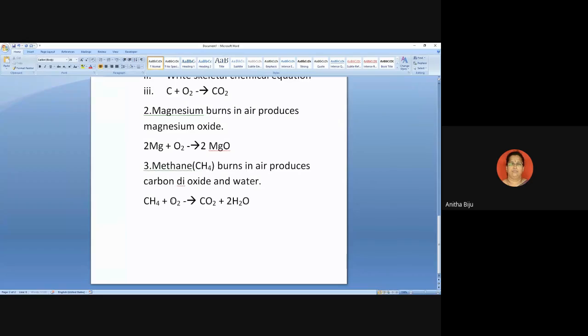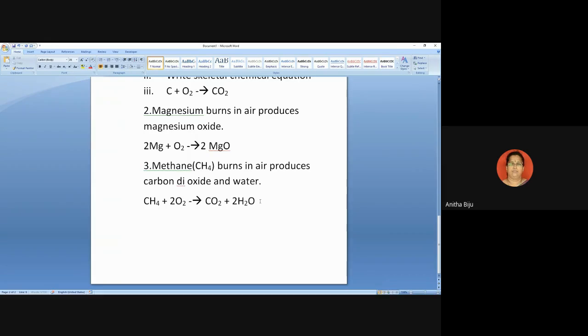Very good. So here 4 oxygen atoms are there. So here 2 oxygen atoms and here 2 oxygen atoms. But in the LHS only 2 oxygen atoms are there. Here we have to put the number 2. Now it is a balanced chemical equation, correct? So this is the balanced chemical equation.